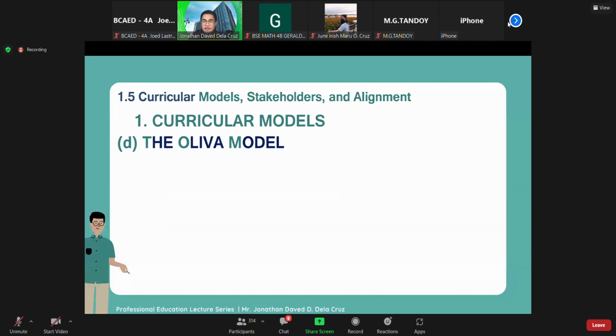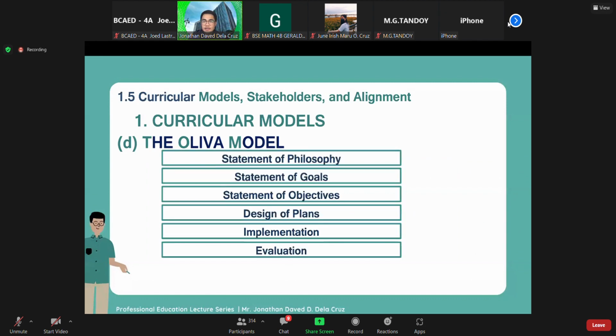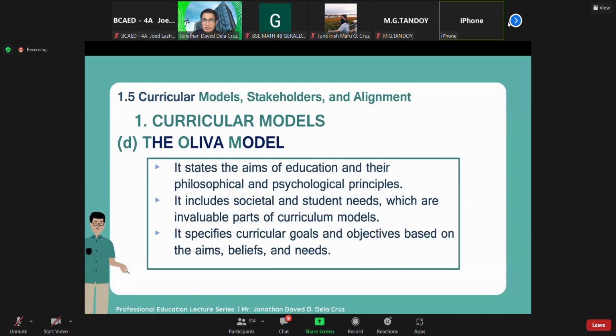So there's actually a bigger chunk of Oliva's model pero hindi ko na ipapakita sa inyo. It's up to you if you can search on the 12 steps of Oliva's model. No? It states that the aim of education and their philosophical and psychological principles. It also includes societal and students' needs, which are invaluable parts of the curriculum models, and it specifies curricular goals and objectives based on the aims, beliefs, and needs.